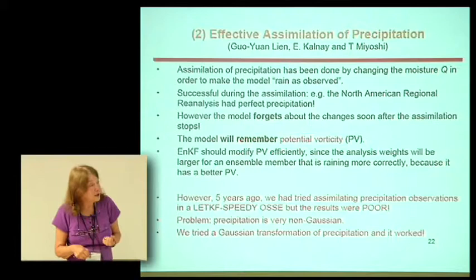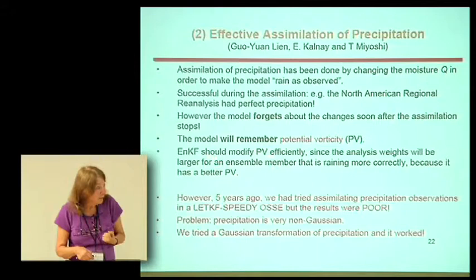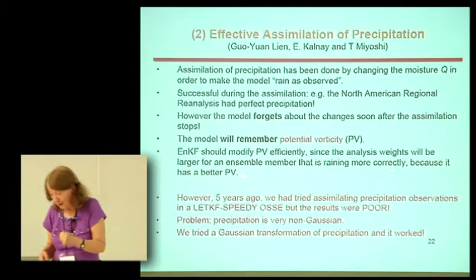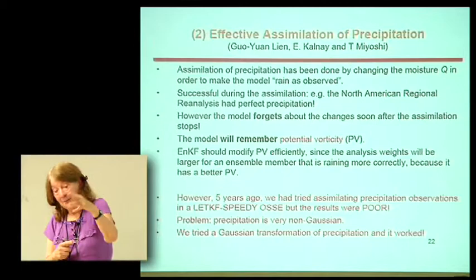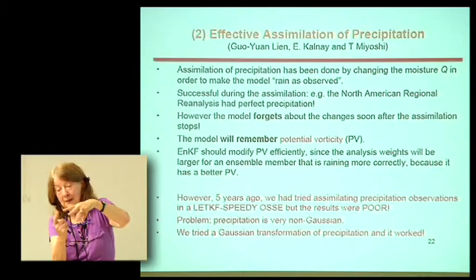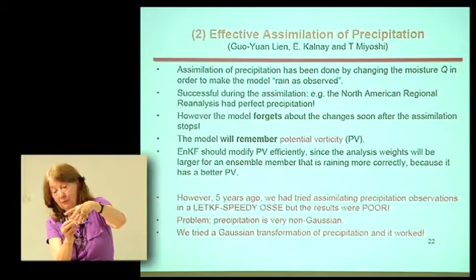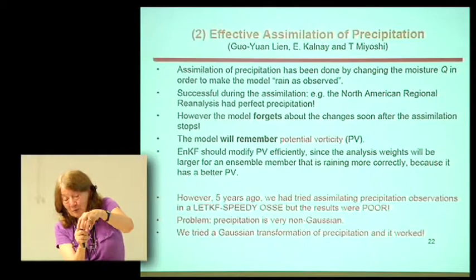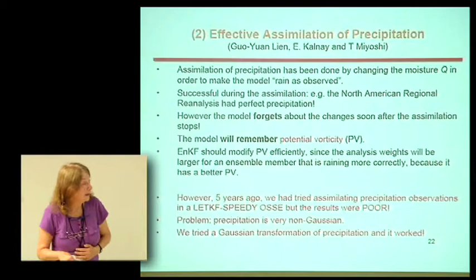So ensemble Kalman filters should modify potential vorticity efficiently, because the analysis weights will be larger for a member that's raining more correctly, because it has a potential vorticity which is better. Suppose that I have this ensemble here, and this ensemble member is raining better than these others. So we are going to give it more weight because the precipitation agrees with the observation better. And that means that everybody else's potential vorticity will become closer to this one, which has it better. So an ensemble Kalman filter in principle should modify potential vorticity efficiently.